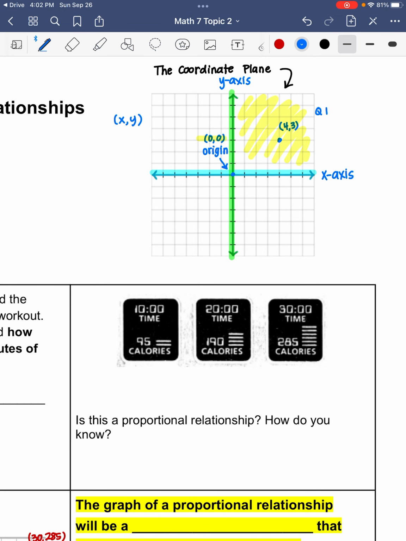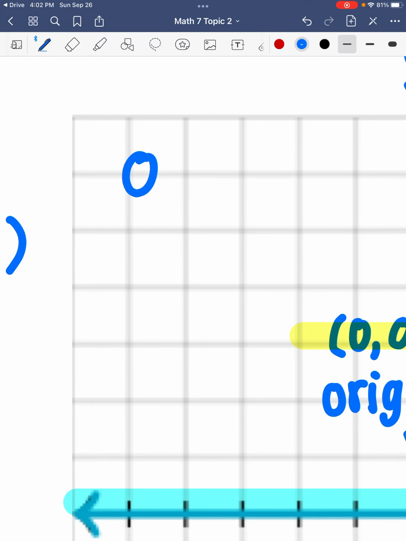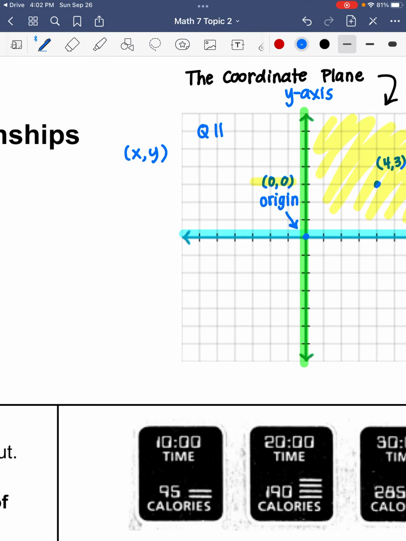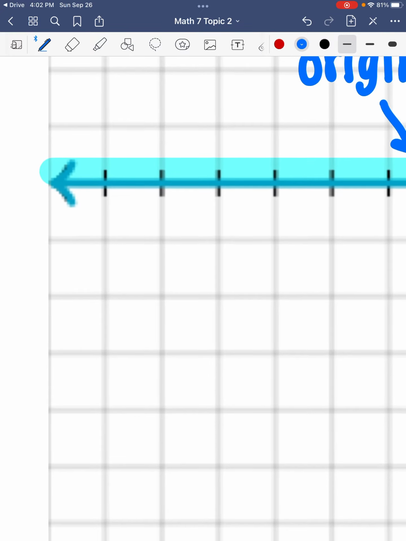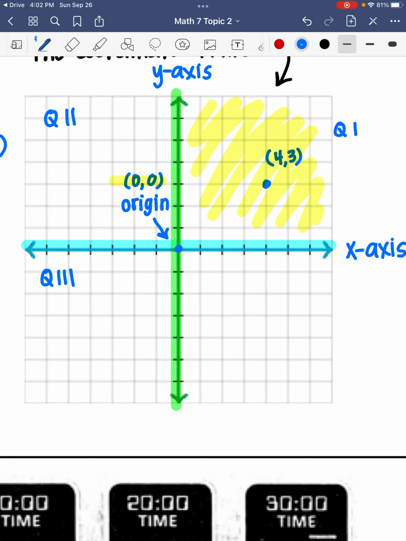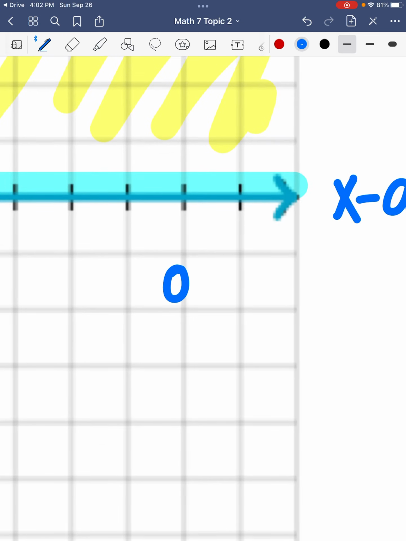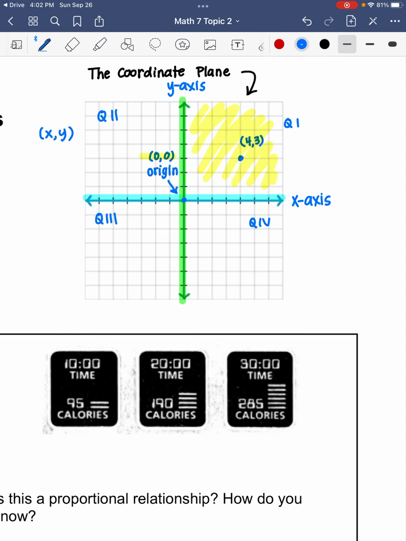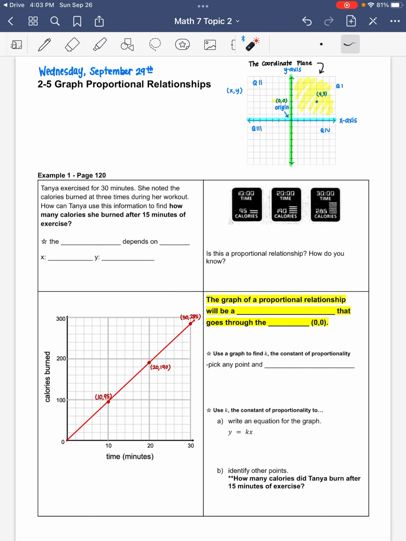And then you count your quadrants counterclockwise. So this one right here is quadrant 2. The one right below that is quadrant 3. And then this last one right below quadrant 1 is quadrant 4. Okay? But every graph that we look at today, like I said earlier, will be in this first quadrant. So now that we've gone over that information, let's get started with our lesson.